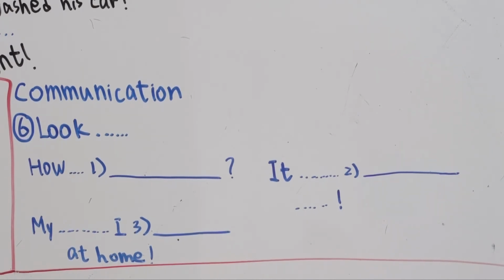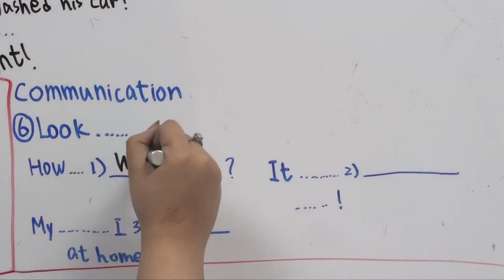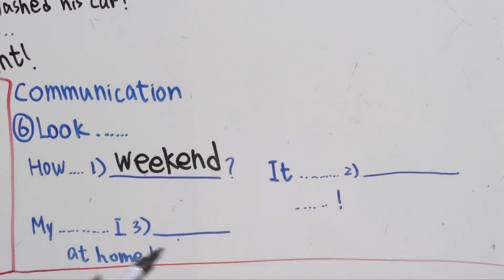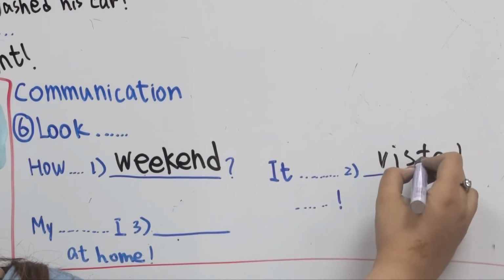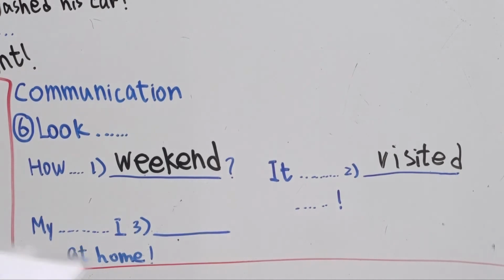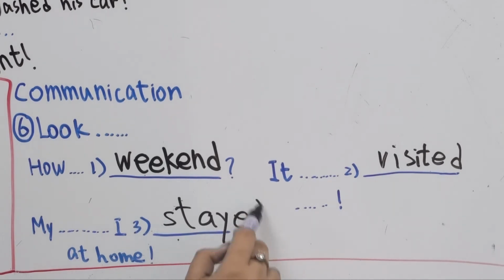Let's start. 1. How was your visited, weekend, or stayed? Of course, that should be weekend. How was your weekend? 2. It was great. I stayed my cousins or I visited my cousins. Visited. And then third one, my weekend was awful. I stayed at home. So you got all correct. If you're all correct, then your communication skill is wonderful. Great.